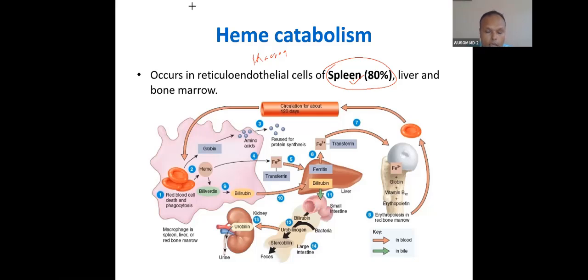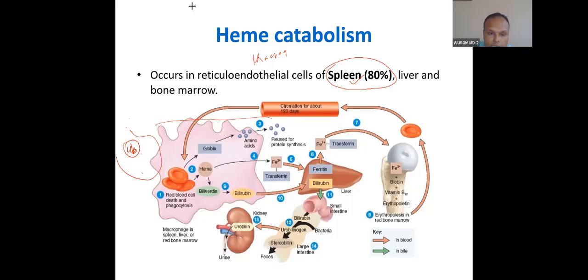So you can see here what will happen. This is the spleen, and the macrophage. The hemoglobin will be degraded here. Actually, the RBC is not broken down directly into heme by the macrophage. The RBC breaks down and hemoglobin is released, and this macrophage will engulf this hemoglobin.